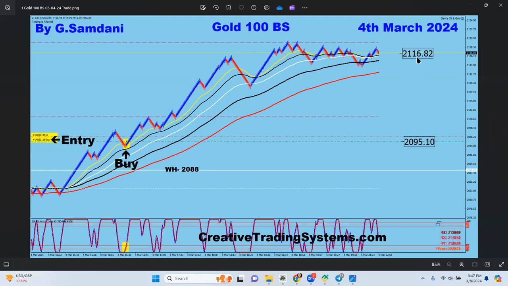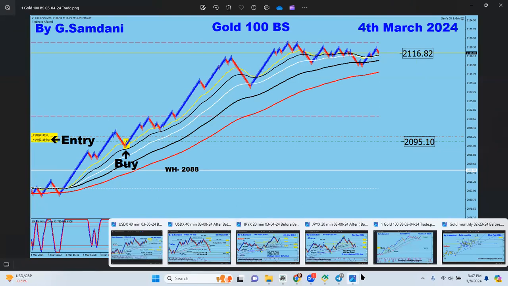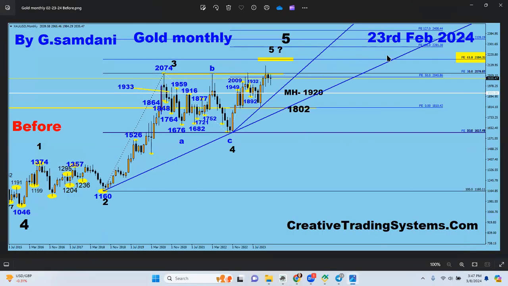2095 to 2116. Now keep in mind my gold target on the monthly chart was this chart, which I made on 23rd Feb, a long time ago. Little by little it was going to the upside, and every time it wanted to go, I was going long when I found the setup, definitely. The ultimate target was 2184, this area here for wave 5. That was the chart made on February 23rd.